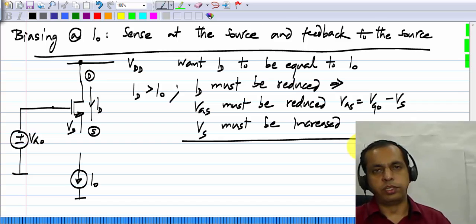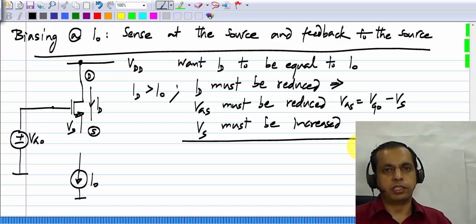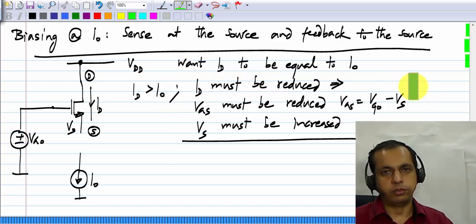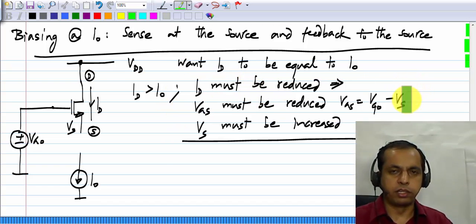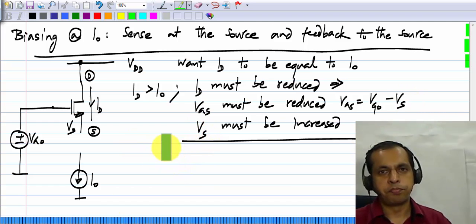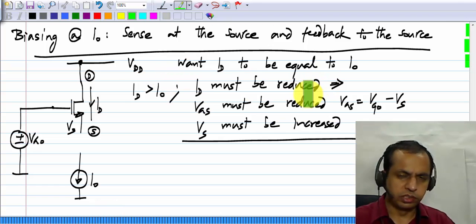Okay, so if the drain current of the transistor happens to be more than the desired current, then the source voltage must be increased. When you do this, the gate source voltage reduces and the current reduces. Okay, and exactly the opposite must be true when ID is smaller than I0. Vs must fall down so that the drain current increases. Okay, so this is the feedback action that we want.